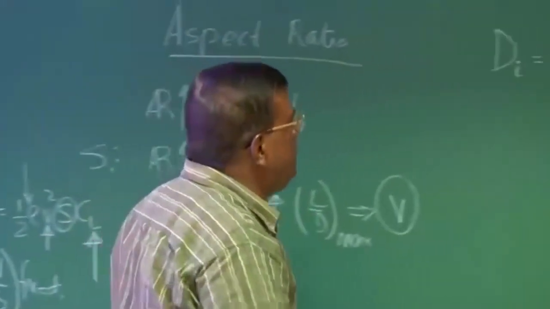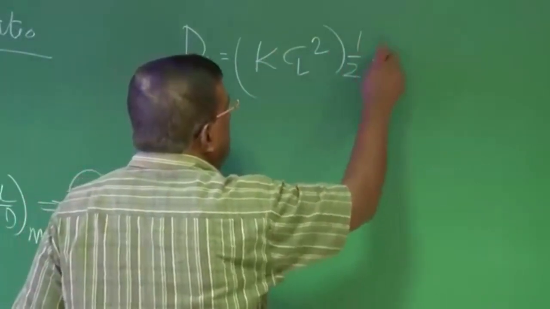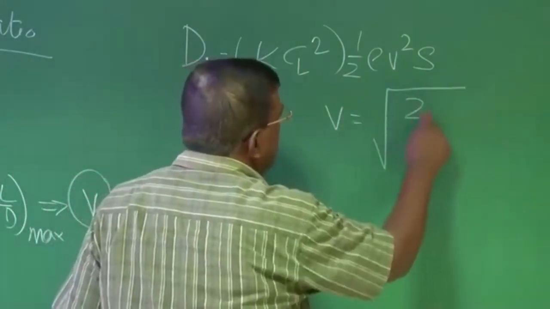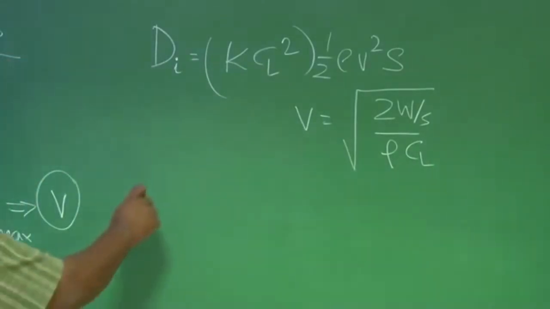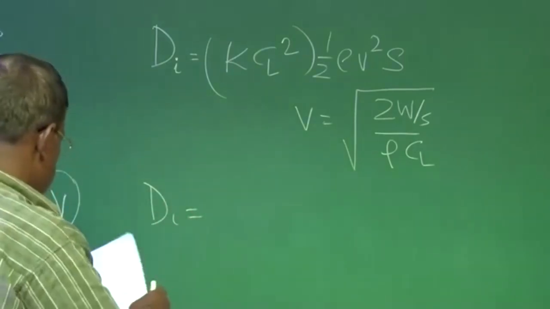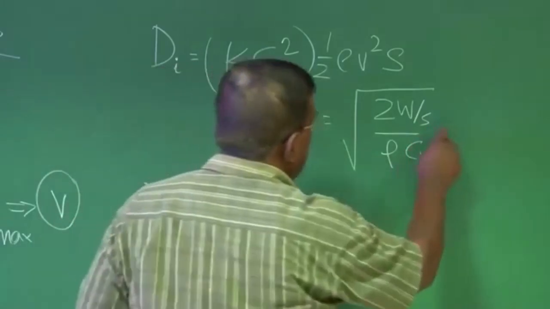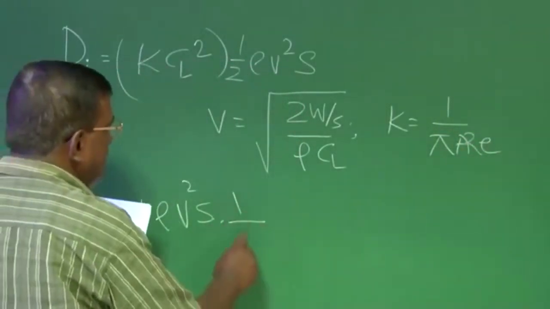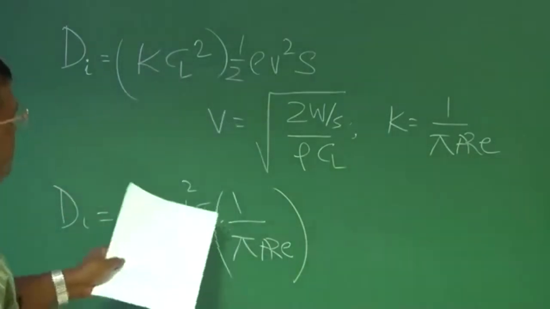And if you see now, the induced drag, which for low subsonic I write like K CL square into half rho V square S, and half rho V square S into CDI. This is the induced drag. And for a level flight, V is nothing but under root 2 W by S rho CL. And if I see now the expression for induced drag, this will be half rho V square S. For K, I'll write 1 by pi aspect ratio e, so into 1 by pi aspect ratio e, this is the K part, half rho V square S into K into CL square.